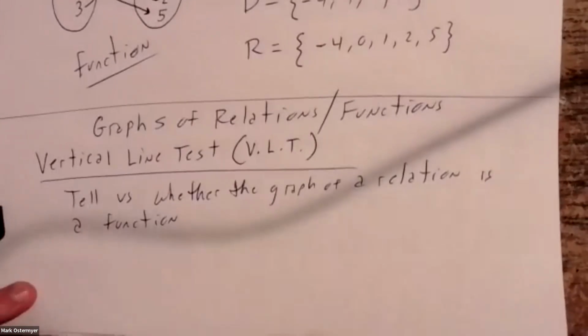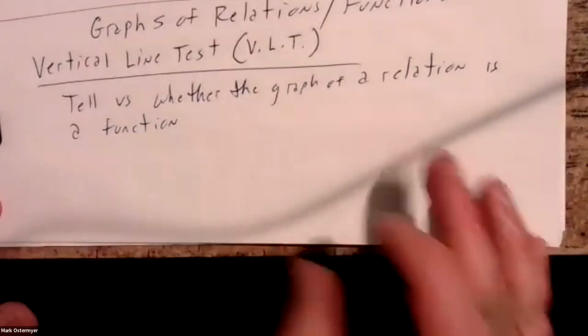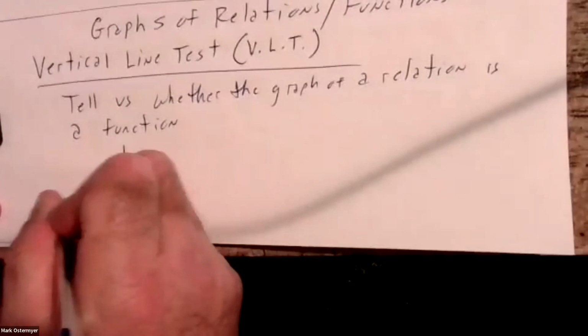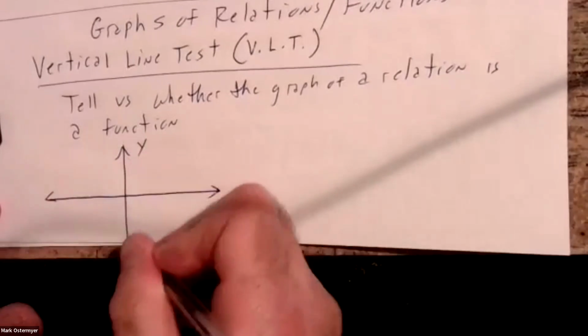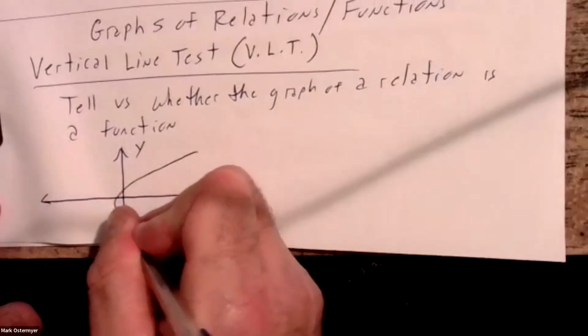And how does the old vertical line test work? Well, this is how it works. Suppose I have the graph of a relation in the XY plane. Suppose the graph looks like this.